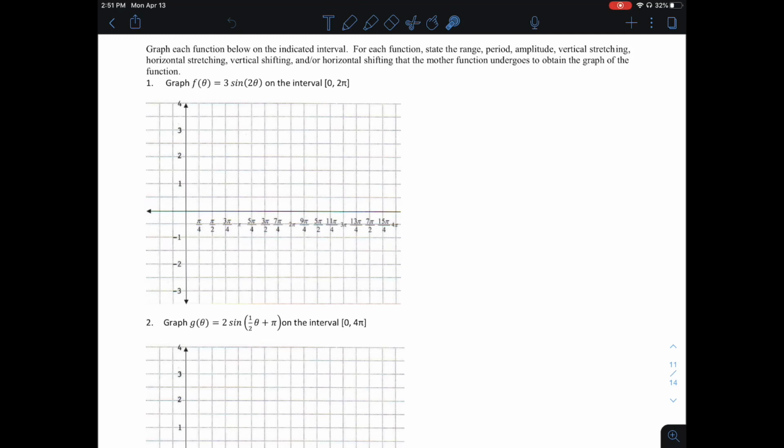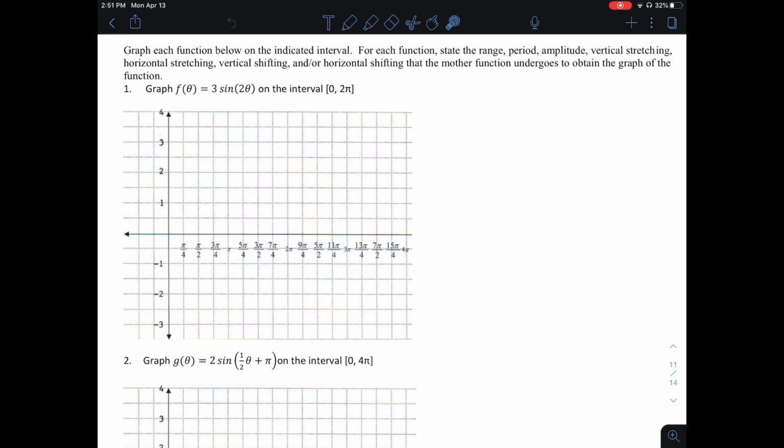Graph each of the functions below in the indicated interval. For each function, state the range, period, amplitude, and vertical stretching, horizontal stretching, vertical shrinking, horizontal shrinking that the mother function undergoes to obtain the graph of the function. So we're going to answer these questions first, and then we'll use our calculator to look at what the graph's going to look like.